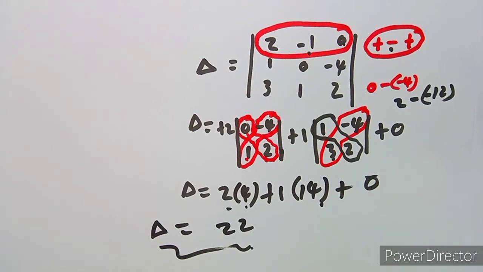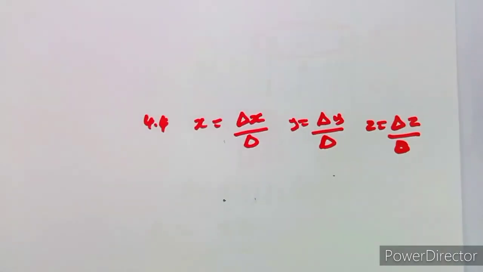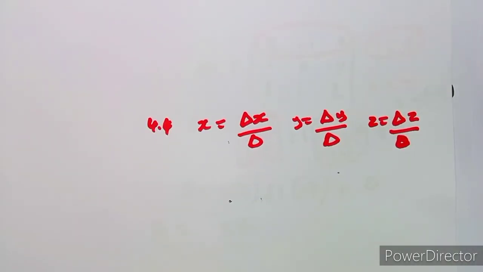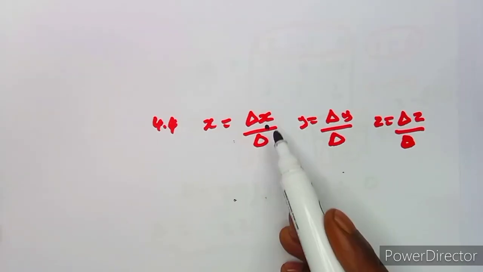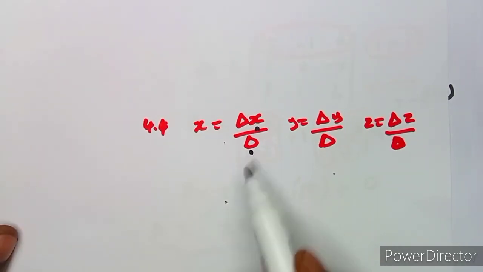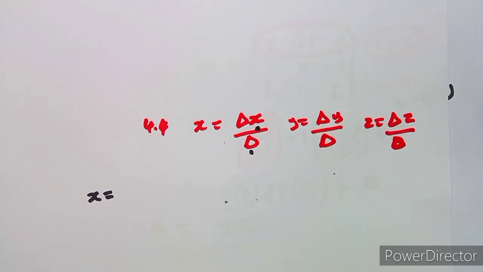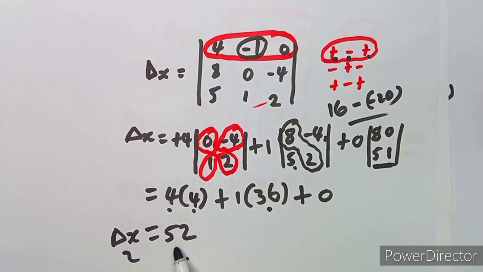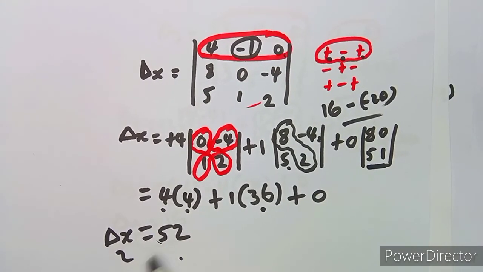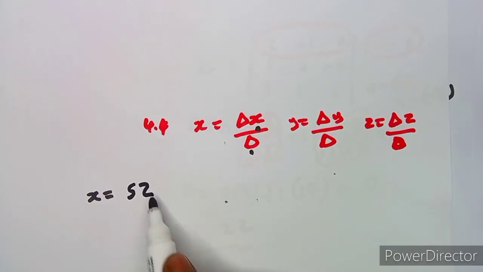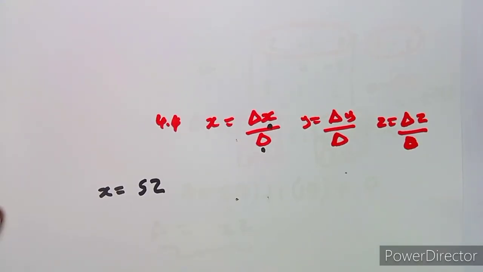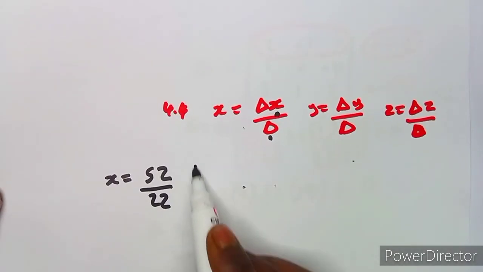So we are almost there. Remember, guys, what we are doing, this is Cramer's rule, that your x is going to be the determinant with respect to x over the determinant of constants. So therefore our x is going to be the determinant with respect to x. We are now back to those things that we calculated before. Remember, this was your determinant with respect to x, which was 52. So it's going to be 52 over the determinant of constants, which is 22. You find your x there.